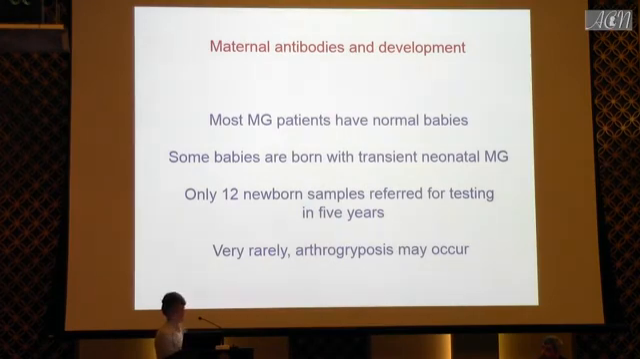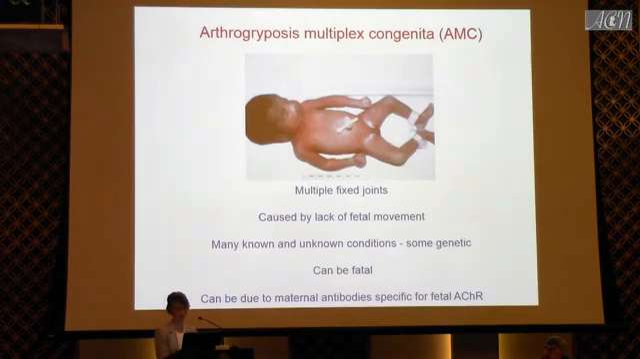So most myasthenia gravis patients have normal babies. Some babies are born with transient neonatal myasthenia, probably less than 10%. And in fact, only 12 newborn samples were referred for testing in 5 years, which is some other data that I happen to have. But very rarely, arthrogryposis may occur. And this was a condition I'd never even heard of until we were fortunate enough to come across a few of these very unfortunate women.